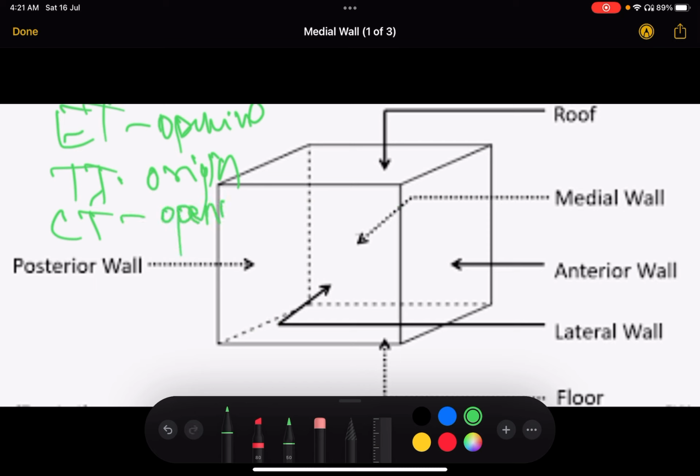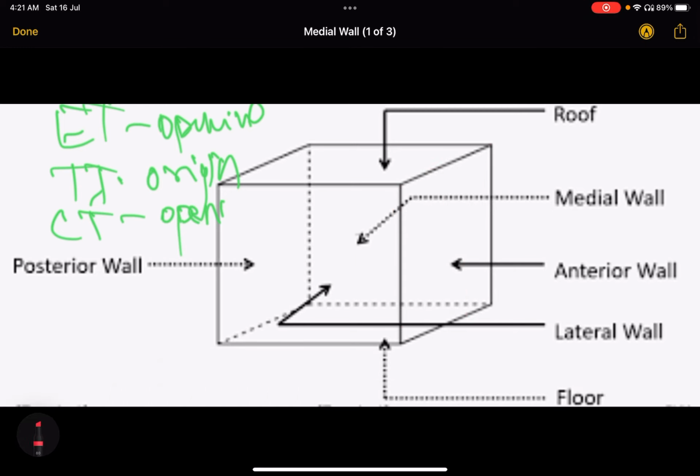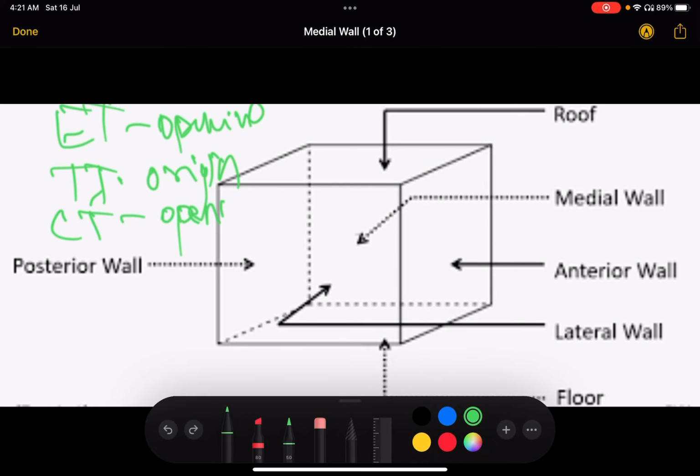So where are all these structures? Let me just highlight the region, the anterior wall, for you. This is the anterior wall. All right, gotcha. So, what exactly are the openings? The openings can't exactly be randomized, right? It cannot be random. It has to be at a particular place.